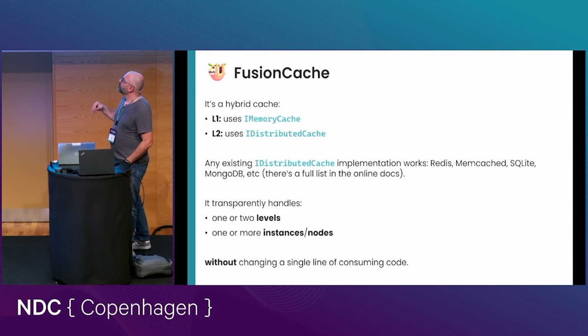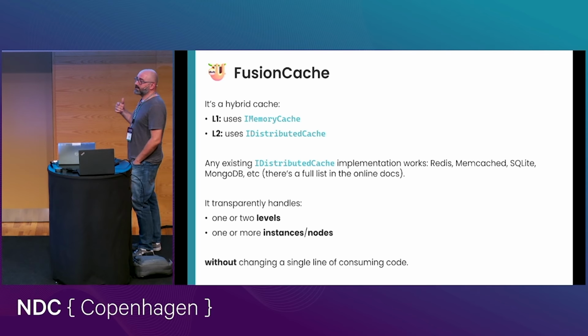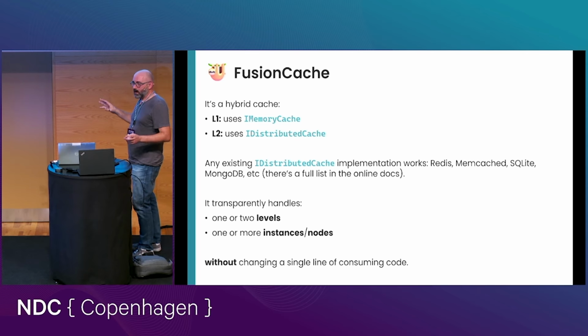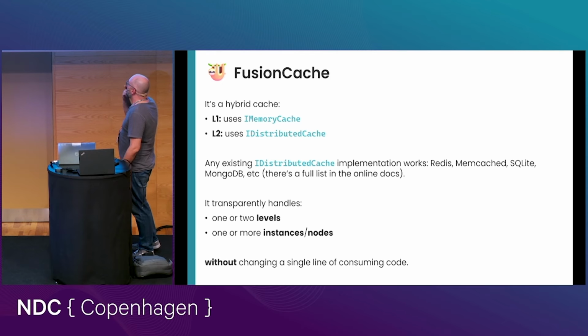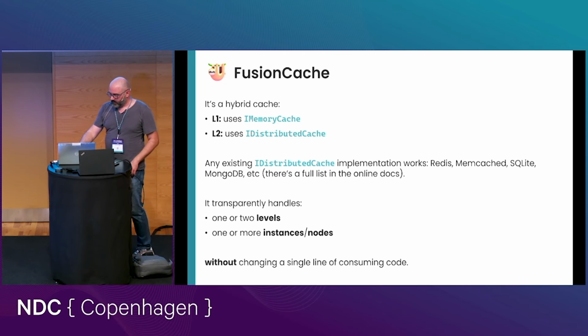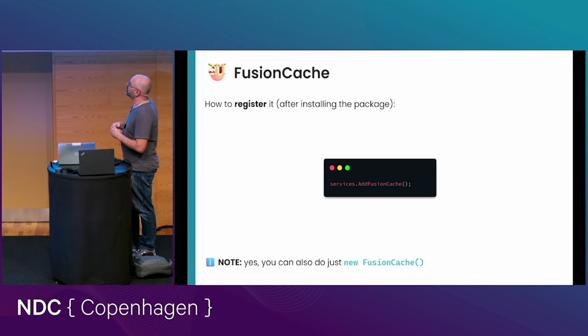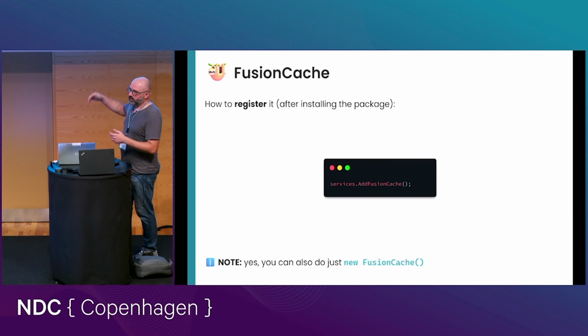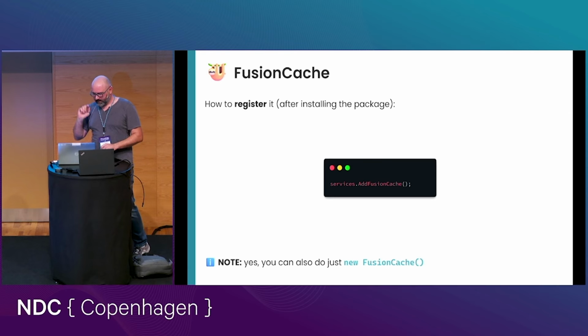So it's a hybrid cache. For L1, the memory level, it uses IMemoryCache, and for L2, it uses IDistributedCache. This means that any existing IDistributedCache implementation out there, and there are many, already works out of the box with FusionCache as L2. It transparently handles 1 or 2 levels, as we saw, and 1 or more instances or nodes, without changing, again, a single line of code. Here's how to register it via DI. services.AddFusionCache, and basically that's it. And yes, you can also do new, and that's not a given, as we will see.